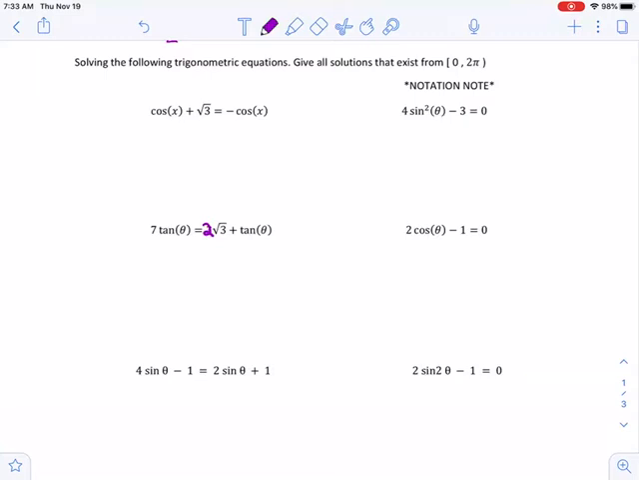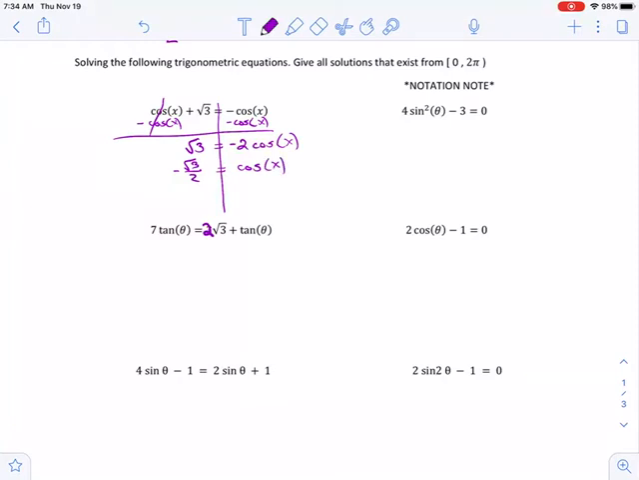But if I'm looking at some of these problems and trying to solve them, I want to isolate my cosine of x first and or combine my cosine x's. So here I'm going to take away a cosine x from both sides. On this side I just have square root of 3. On this side I have negative 2 cosine x. Going to divide by negative 2. So now I have negative root 3 over 2 equals cosine of x.